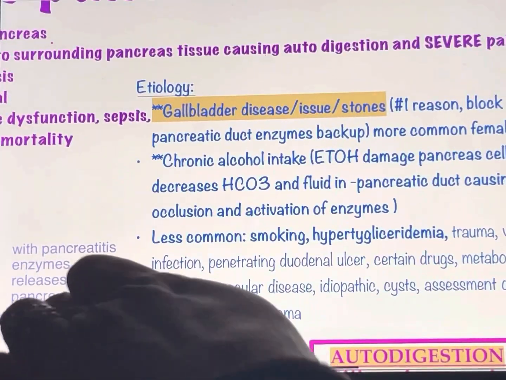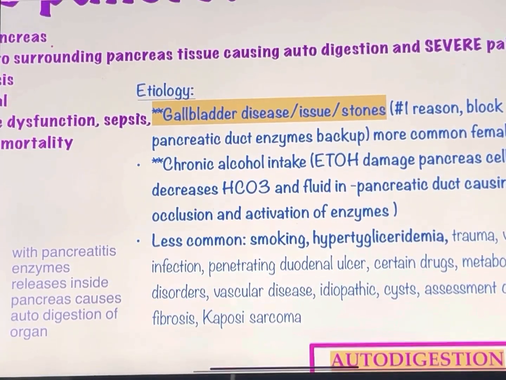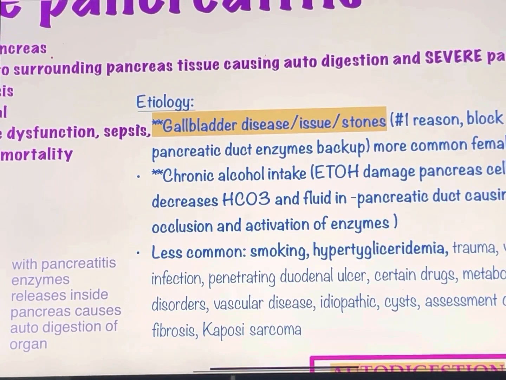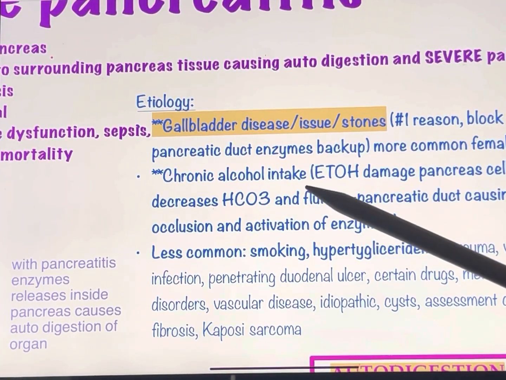There are several causes for this inflammation process. The main reason is typically gallbladder disease or gallstones, which will cause a block in that duct, the pancreatic duct, and the enzymes we just spoke about will begin to back up. And once they back up, the activation process and autodigestion begins to take place, which causes the irritation and the inflammation. Another main reason for this would be chronic alcohol intake.